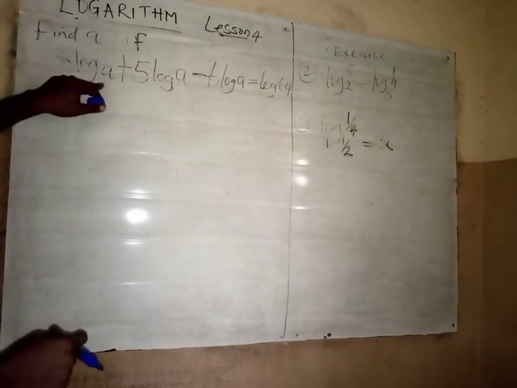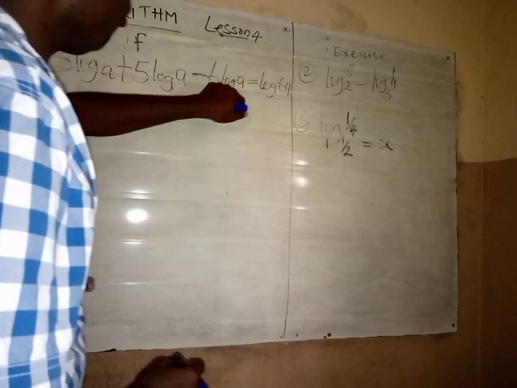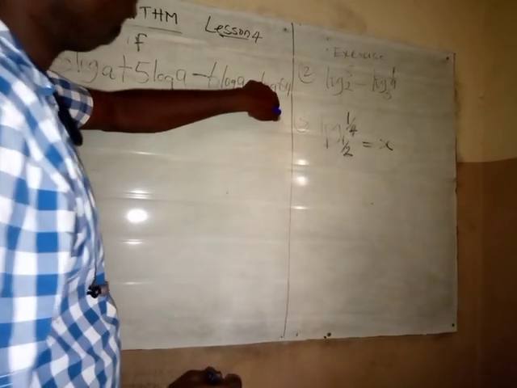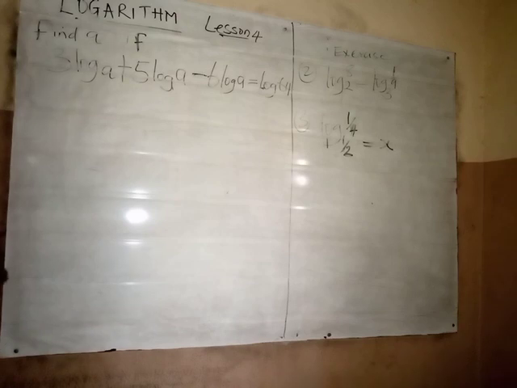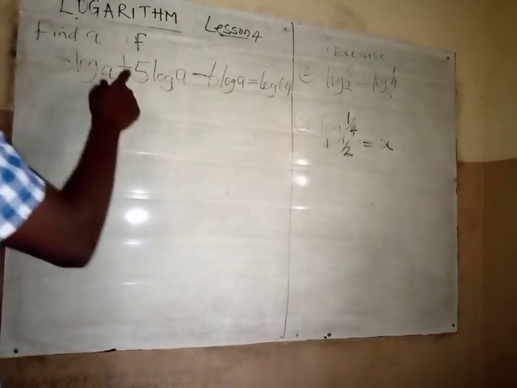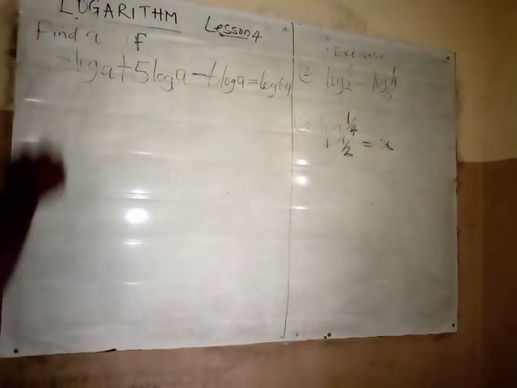So what we have here: find a if 3 log a plus 5 log a minus 6 log a equals log 64. You notice that there is no base here. So I take it again: 3 log a plus 5 log a minus 6 log a equals log 64.